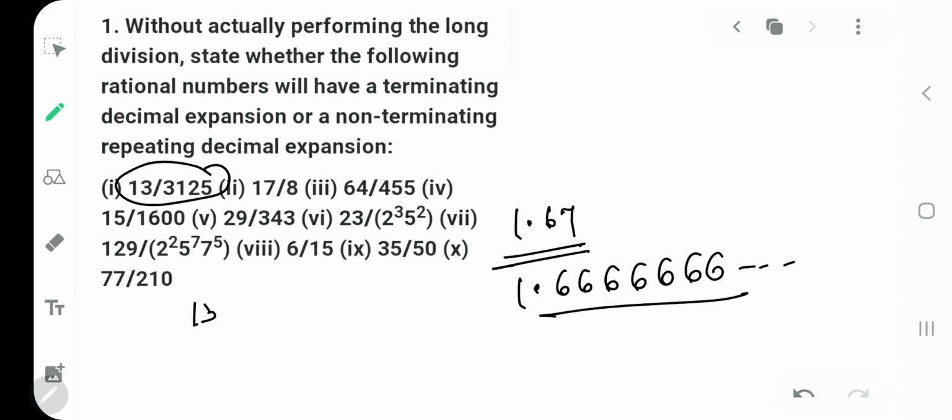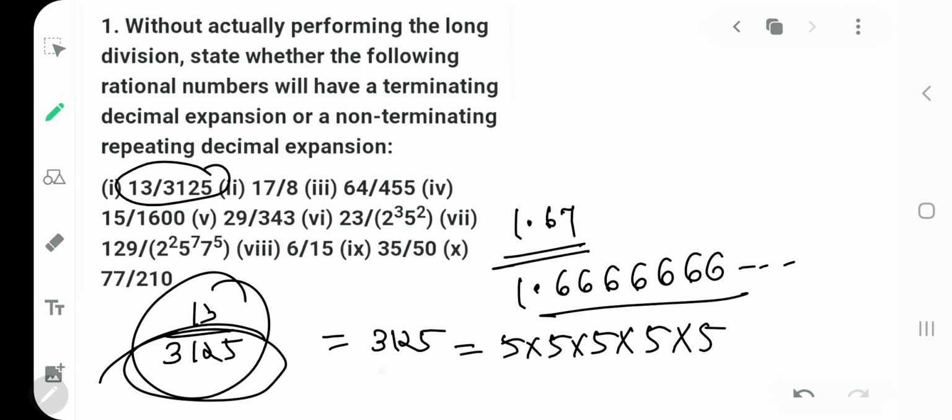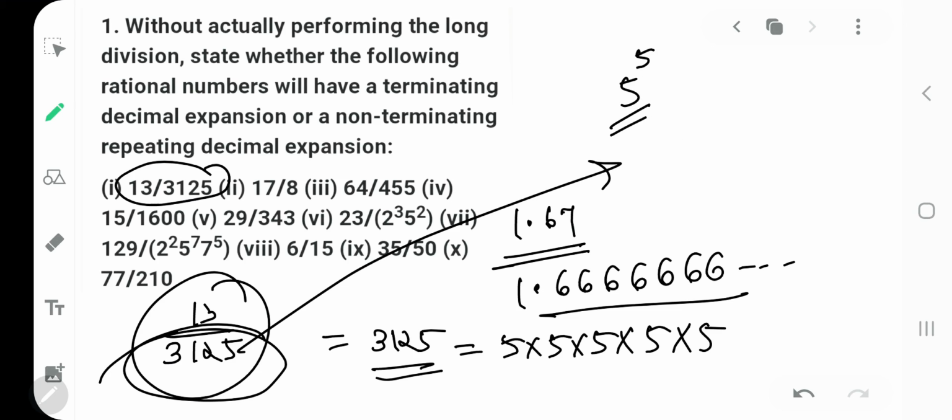Suppose if I give you 13 upon 3125. So how you will get it that after dividing 13 by 3125, I'll get a number which will be terminating or which will be non-terminating. How I'll get it? So for that, you have a denominator 3125. You have to factorize the denominator. After factorizing the denominator, prime factors. How you'll find the prime factors, you know very well. So you will notice that I'm multiplying 5 for 5 times and I'm getting 3125. So the denominator can be written as 5 to the power 5. Okay, so this will be your terminating decimal expansion.